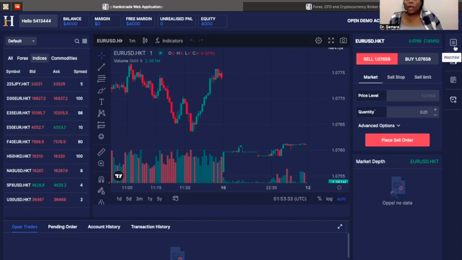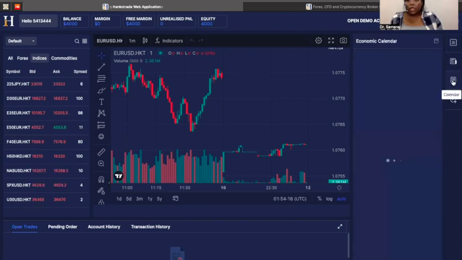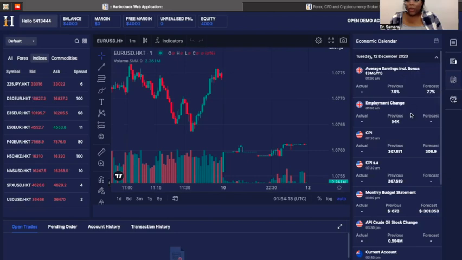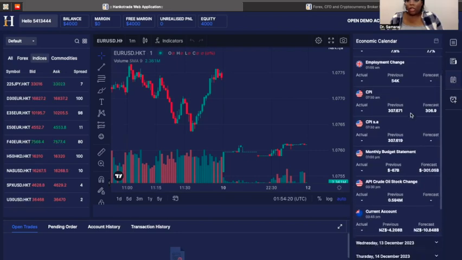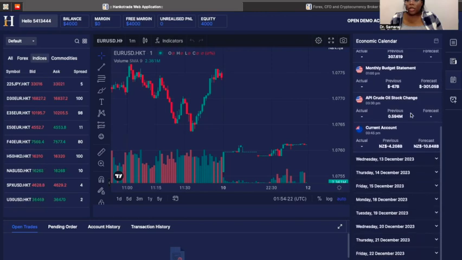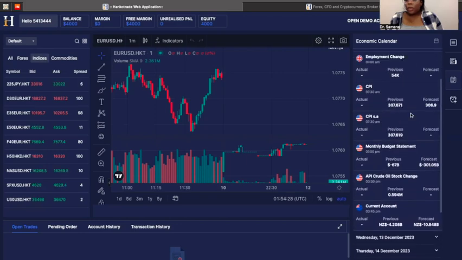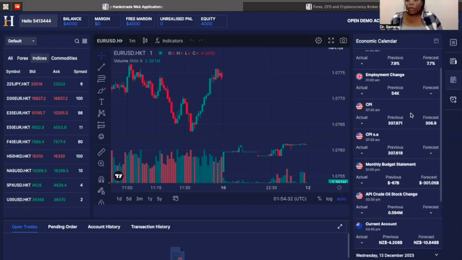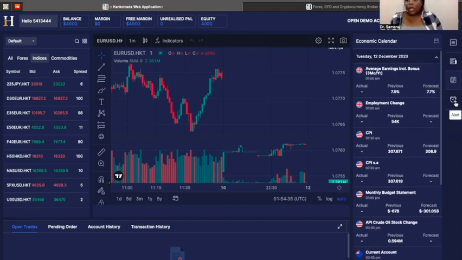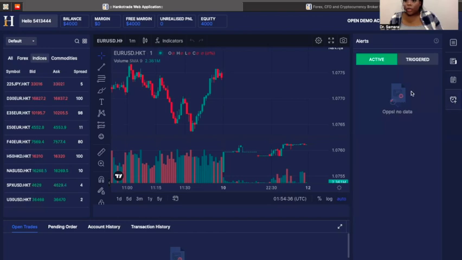Let's see here. We have the watch list. We have the news. Looks like we have a calendar going on. So that's also neat to know too, because as you guys already know, sometimes that could be a reason why you're not able to trade, because there may be a holiday going on the other side of the world. So that's good to have as well. And then we have alerts.